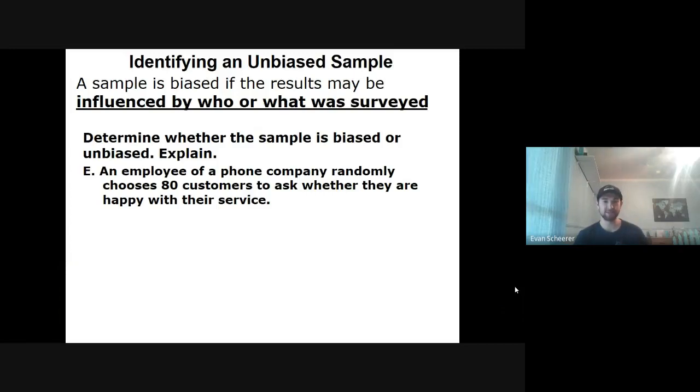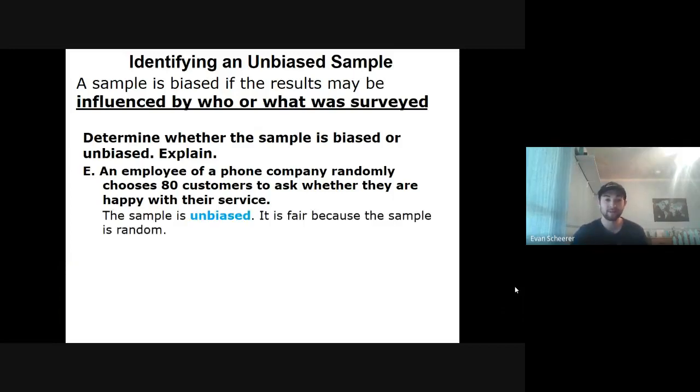He's not specifically picking people, right? It says randomly choose 80 people. So he's just asking whether they're happy. It's not that the people are already happy. He's asking whether they're happy. So this is unbiased. It's fair because the sample's random. There's a lot of people and he's picking the right amount of people.